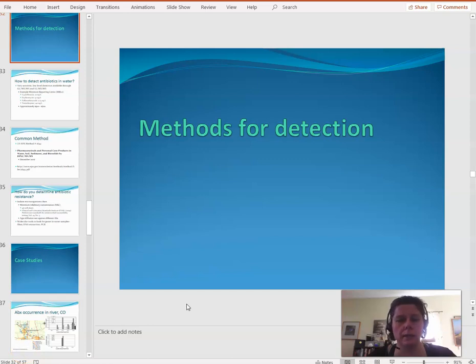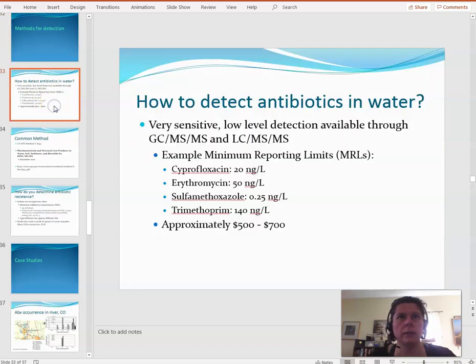So how do we detect antibiotics in the environment? Well, one of the things that we can do is we can detect them in the water using GC or LC. So one of those two. Most of the time I use LC for this instead of GC because it's hard to get some of these things to go into the gas phase, but it depends on the antibiotic.